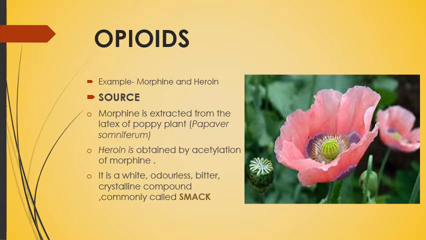Latex means its secretion, the juice or secretion that comes out of it, and the drug made from it is what is called morphine. And heroin is obtained by the acetylation of morphine. When it is chemically synthesized, it is a white, odorless, bitter crystalline compound, commonly called smack, in the form of a crystal sugar-like structure. You must have commonly heard of smack, like white sugar or brown sugar, that is what is called smack.